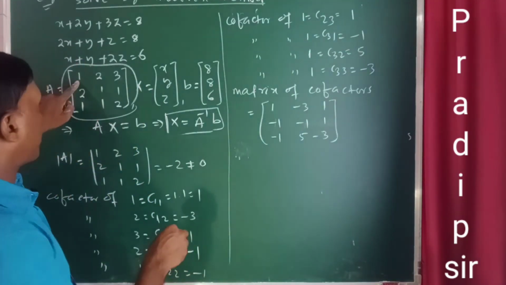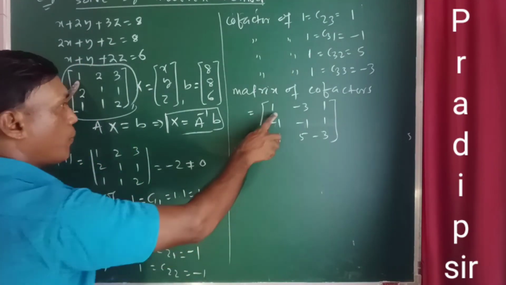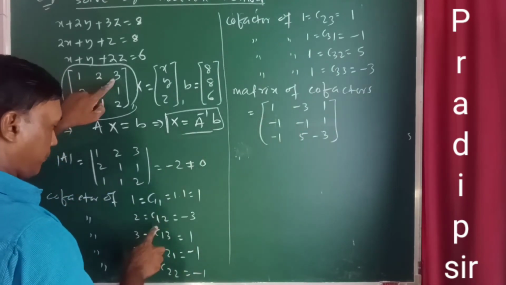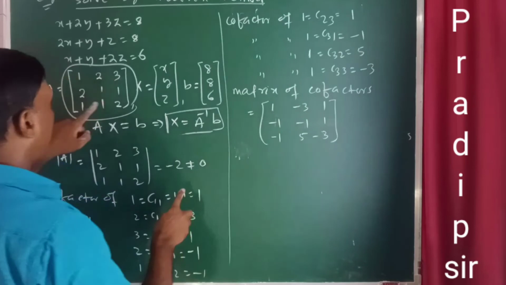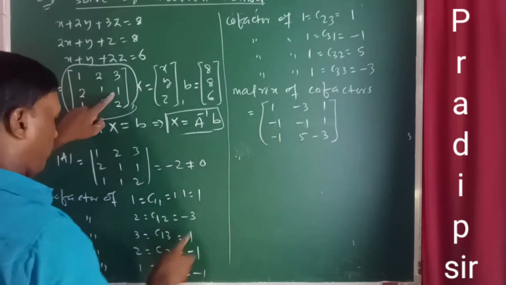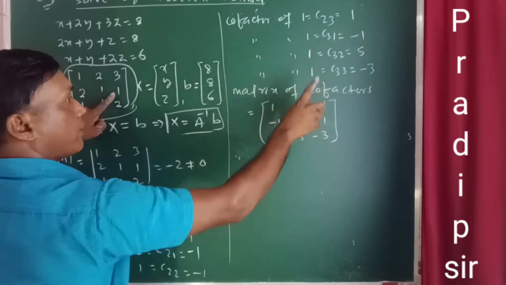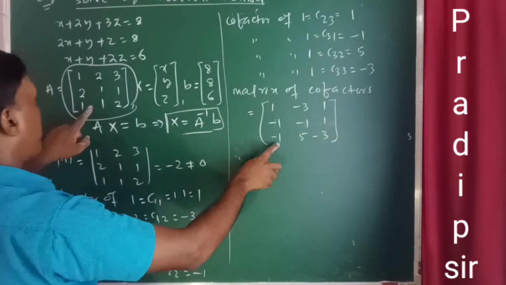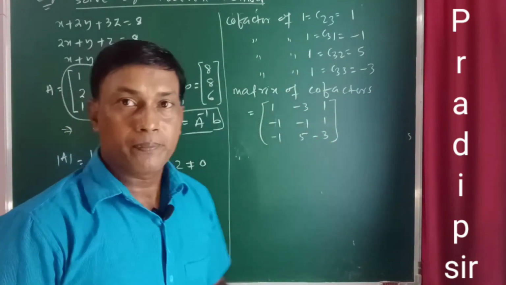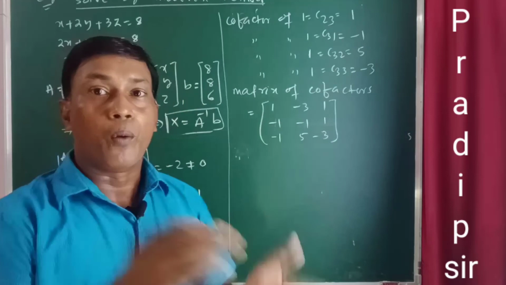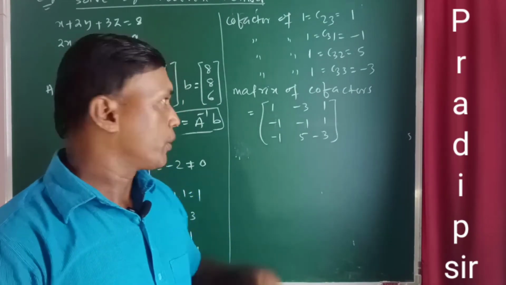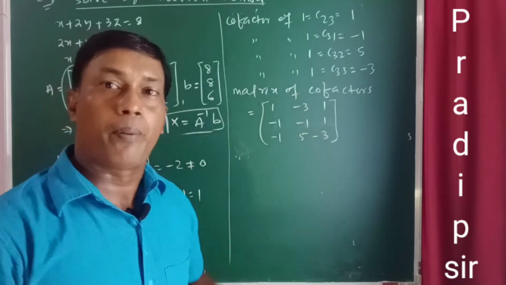So the cofactor of 1 is 1, cofactor of 2 is -3, cofactor of 3 is 1, and cofactor of 2 is -1, cofactor of 1 is -1, cofactor of C23 is 1, cofactor of 1 is -1, cofactor of 1 is 5, cofactor of 2 is -3. सो ये जो मैट्रिक्स है, this is matrix of cofactors. We replace elements by their cofactors. So as cofactors are here, this is cofactor matrix.